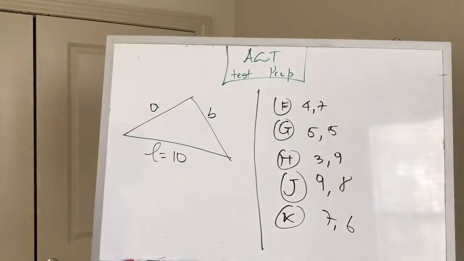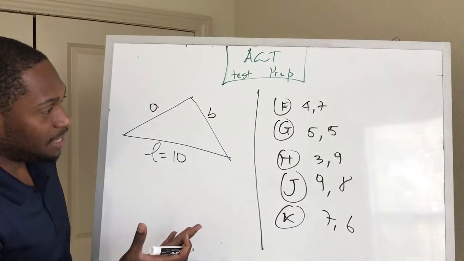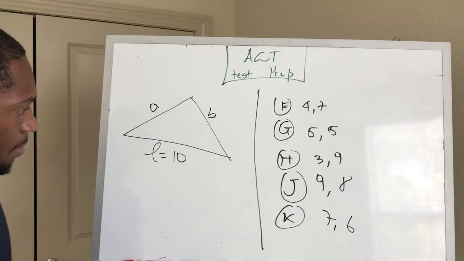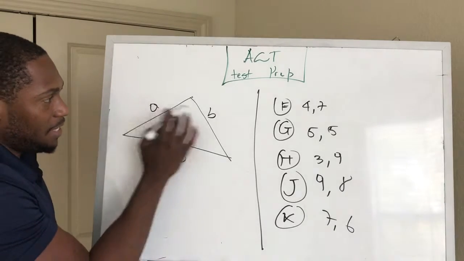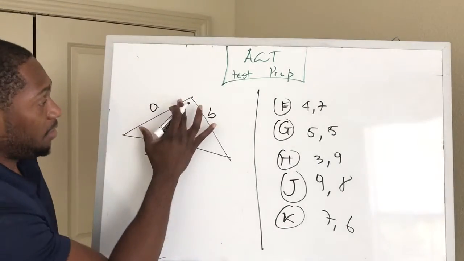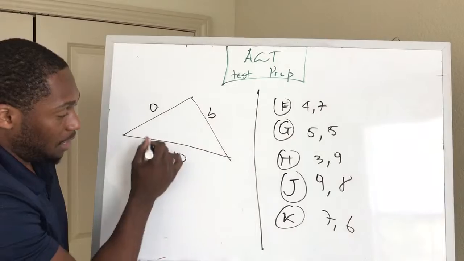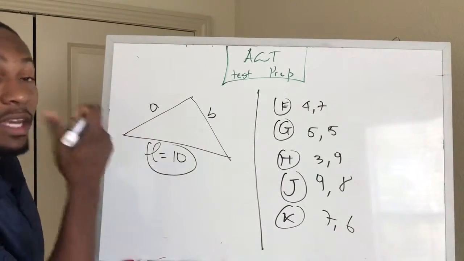Okay, so now a triangle has, of course, 3 sides. But the way to think about this problem is, think about adding these two numbers. When you have the length of this one plus the length of this one, it needs to be greater than the length of this one. And it can't be equal to it.